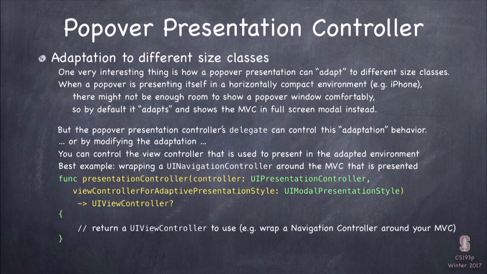And so here is where you might want to say, I'm going to return a navigation controller with the controller that would normally just appear in a popover inside of it as its root view controller. Okay, so this is a kind of cool way to substitute another, usually a navigation controller, another MVC that you can wrap around the MVC you're trying to present. So the return value of this is actually another view controller. Okay, so that's kind of fun controlling that adaptation stuff.